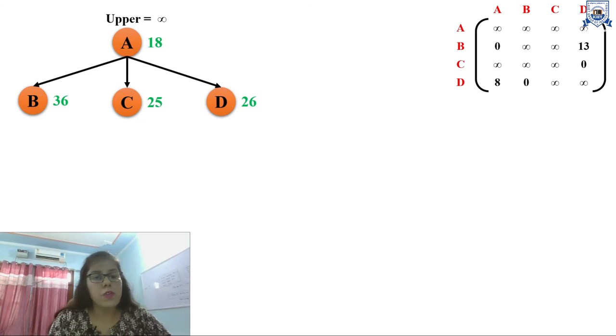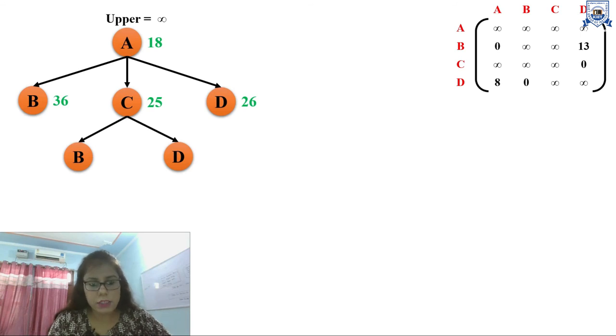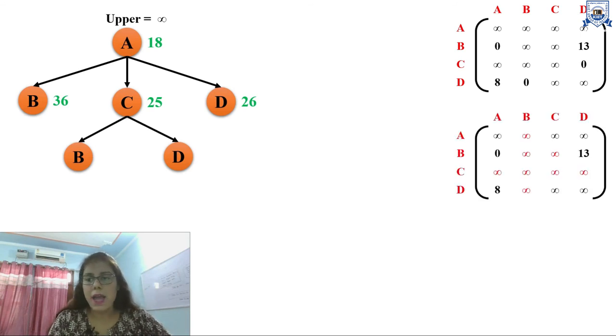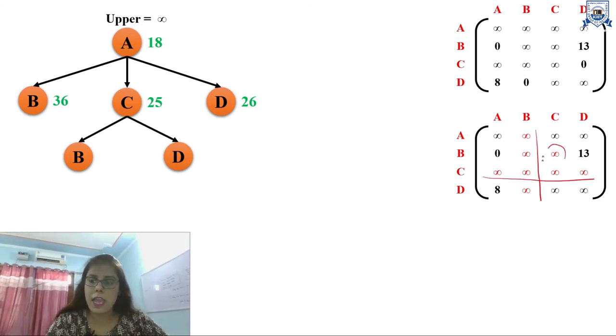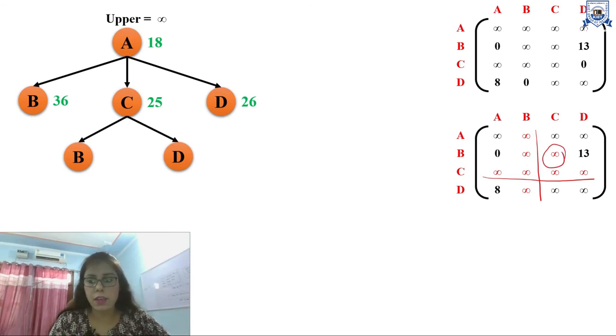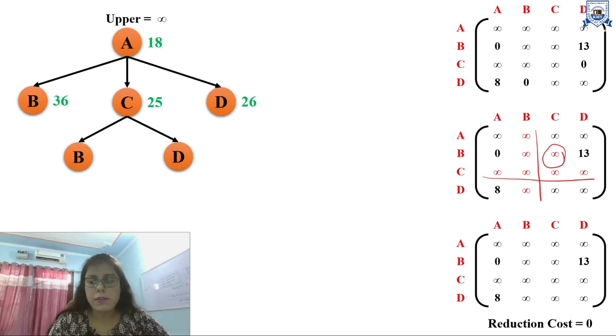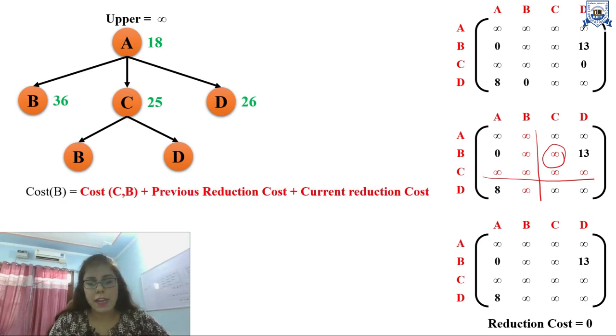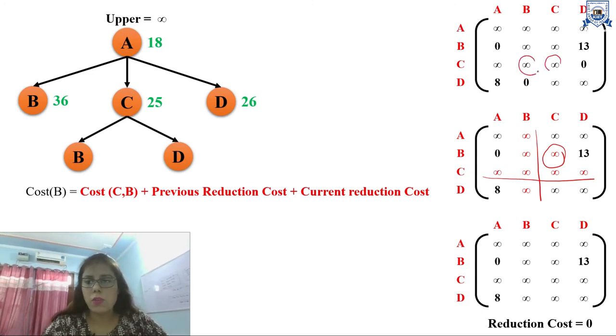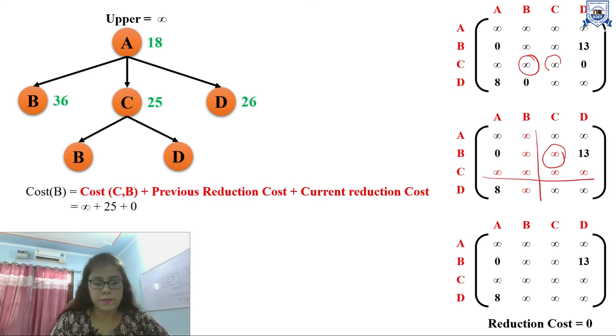Now, okay, so from C I can go to either B or D. So I'll make the calculations again for B and D. So this time I have to make the row C as infinity, column B as infinity, and the path from B to C as infinity. Again, no reduction was required, so the reduction cost is 0. Now I'll add up the entries to calculate the cost. Now the cost from C to B was already infinity. Fine. So infinity plus 25 plus 0, that is infinity. Now the cost of B is infinity.